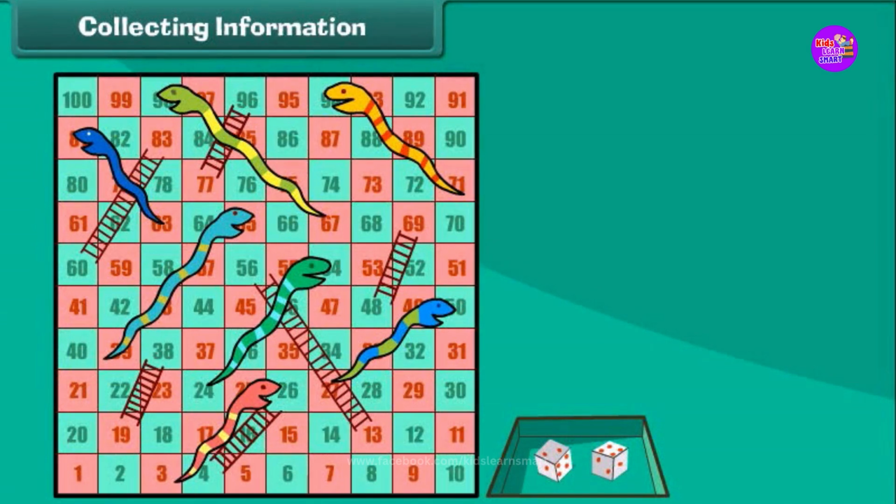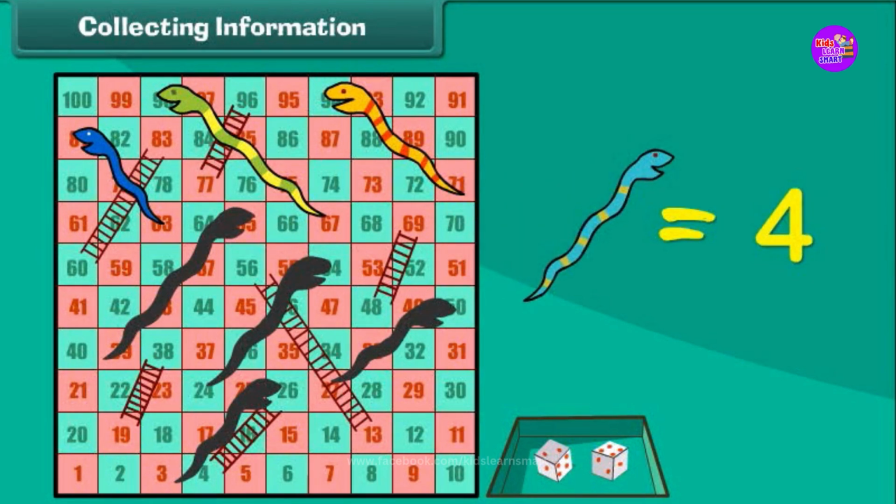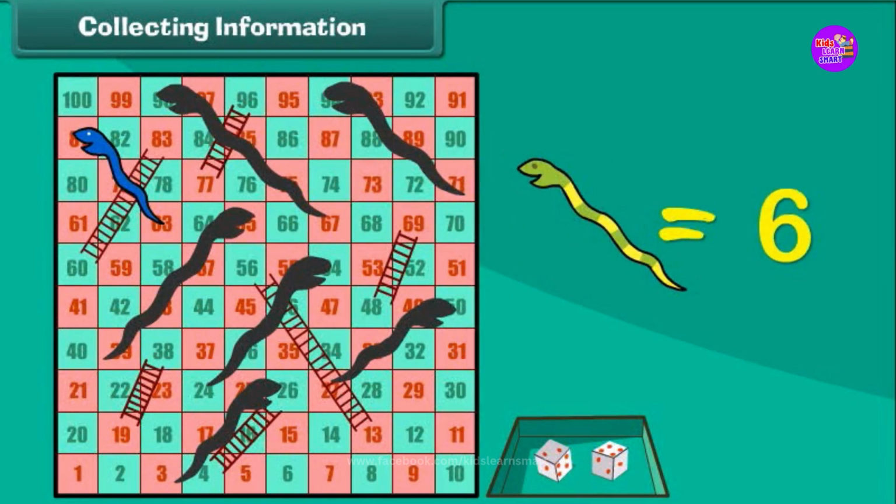Have you played this game before? Yes, it's the snake and ladder game. We will count the number of snakes and ladders seen on this board. Count with me. First, let us count and write the total number of snakes. 1, 2, 3, 4, 5, 6 and 7.